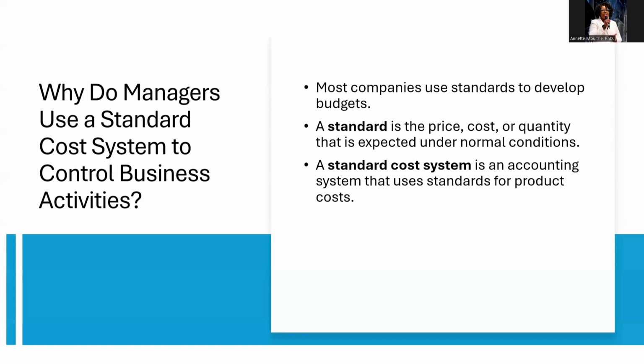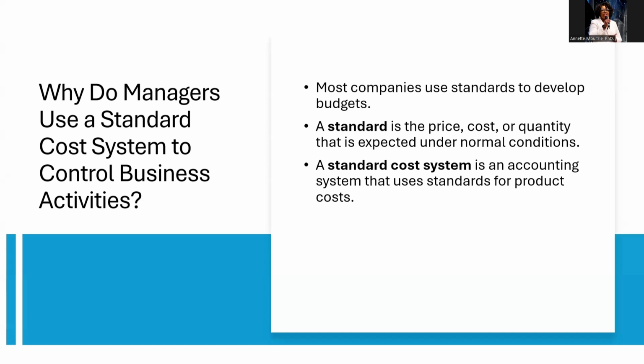A budgeted amount refers to the total expected cost. A standard amount is a per unit cost. For example, the standard cost for direct materials is $1.75 per batch, and the budgeted amount for 52,000 batches is $91,000. That's $1.75 times the 52,000 batches.